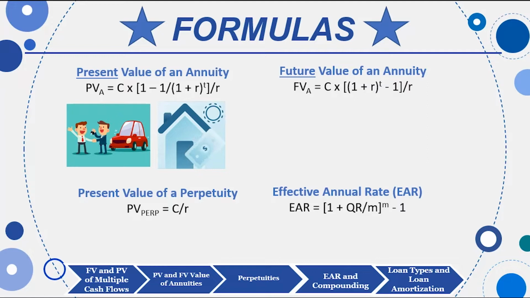So once you learn this annuity formula, you should be able to go into the bank knowing what your car payment will be, knowing what your mortgage payment will be. And that will be that C variable in that equation.